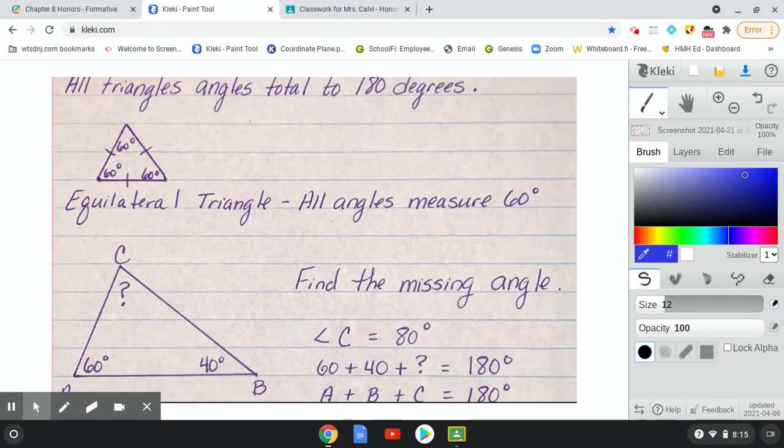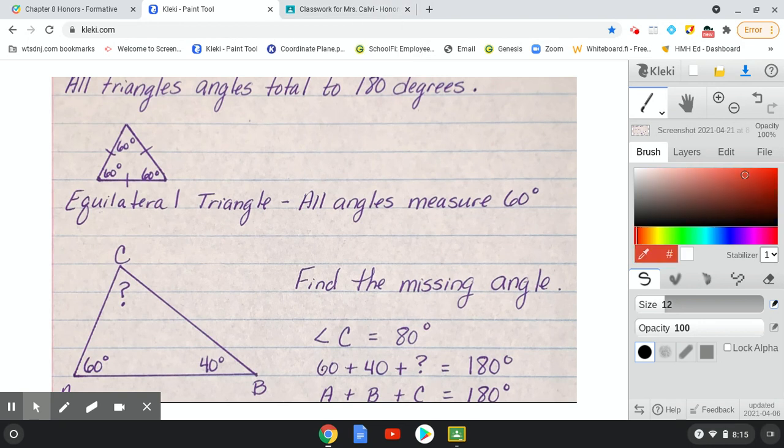Quick review on angles and polygons. Before we even get to angles in different polygons, the first thing we need to talk about is what is a polygon. A polygon is a two-dimensional figure, which means it's flat. It is a closed figure and it has no curved lines. Those are the criteria. There are three criteria to identify a polygon.